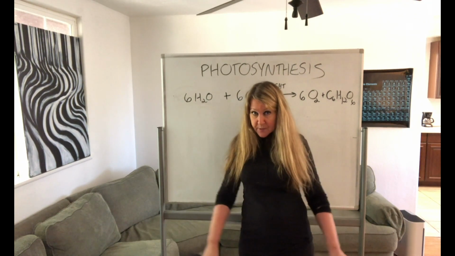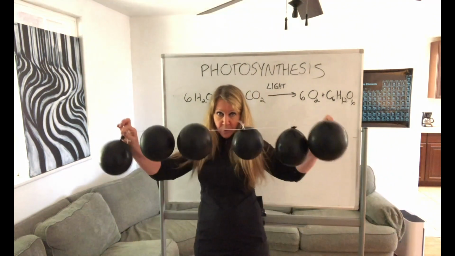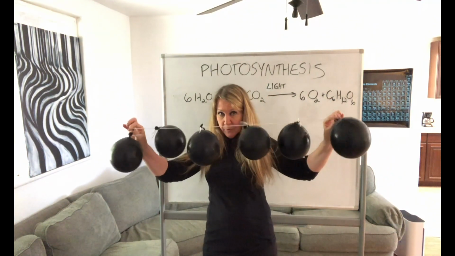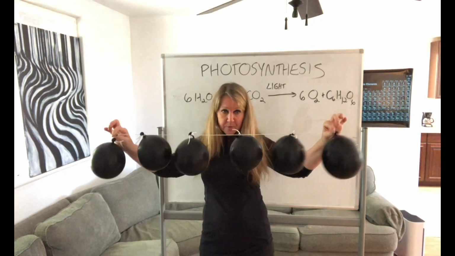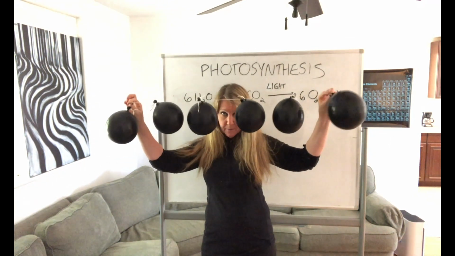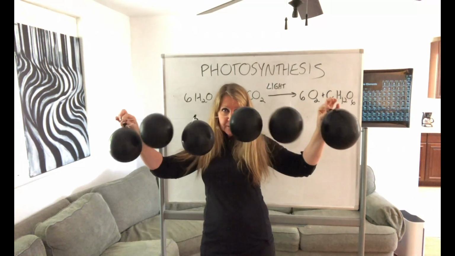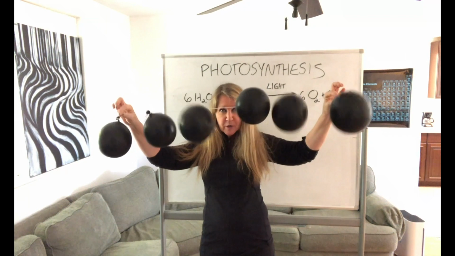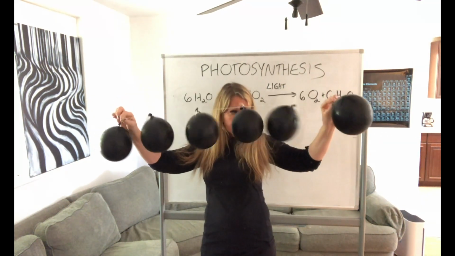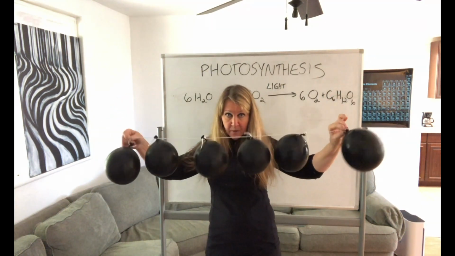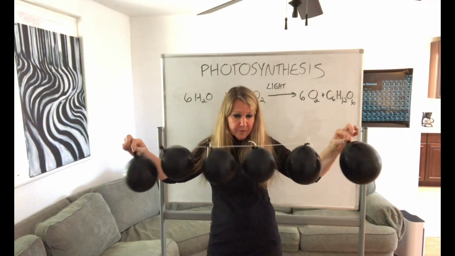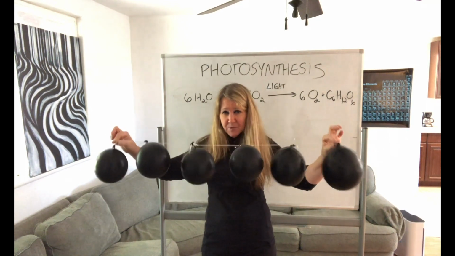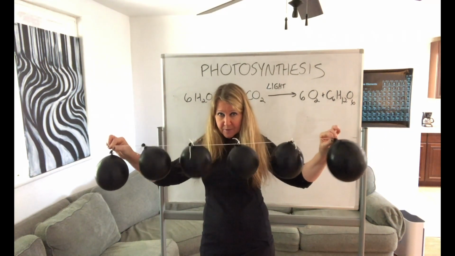And glucose is a 6-carbon sugar. Remember, the black balloons are carbons. So we have 6 carbons right here, lined up. This is like the carbon backbone. This is glucose, a carbon-based compound. And when you study organic chemistry, you're studying the chemistry that makes up living things.